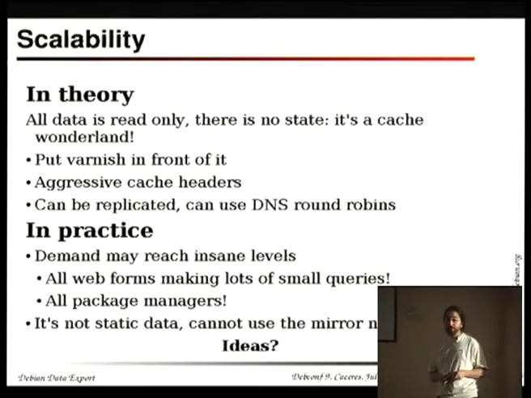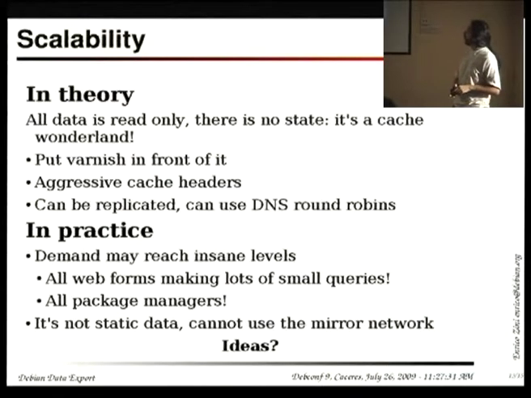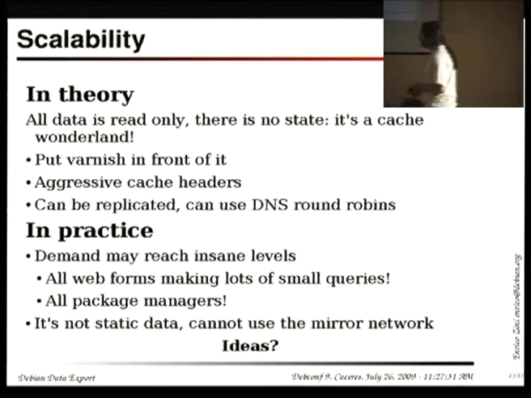So it's a wonderland for cache, which is excellent. You can put Varnish in front of it and be happy. You can use aggressive cache headers like, everything I give you is valid for 6 hours, because most of the information changes only when you have an archive run. So it can be replicated. It can use DNS round robin because there's no state. But obviously, if web forms make a lot of small queries, and there are lots of people using that feature, it may not scale. So it all needs to be seen. If apt starts getting data out of DDE for some nice use case, maybe all package managers will kind of kill the thing. Since it's dynamic, you can't actually use the mirror network because it's generated on the fly every time.